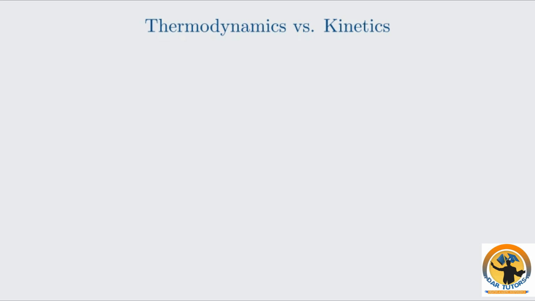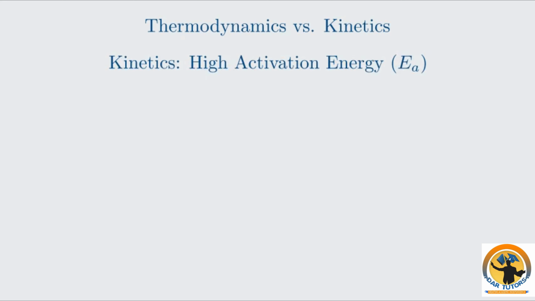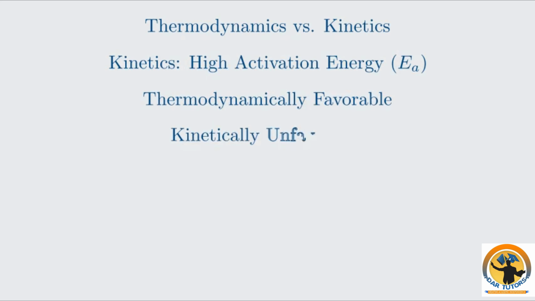A positive cell potential, E naught cell, indicates a thermodynamically favorable reaction. It should proceed spontaneously. However, the reaction might have a very high activation energy. If the activation energy is high, the reaction will be extremely slow, perhaps immeasurably so, under normal conditions. In such cases, we describe the reaction as being thermodynamically favorable but kinetically unfavored. It wants to happen, but it just can't get started.